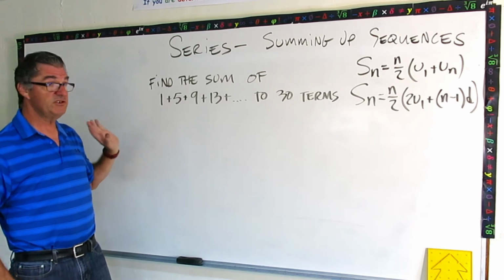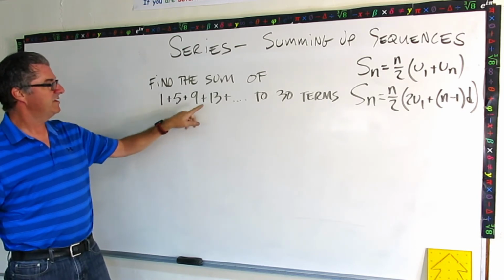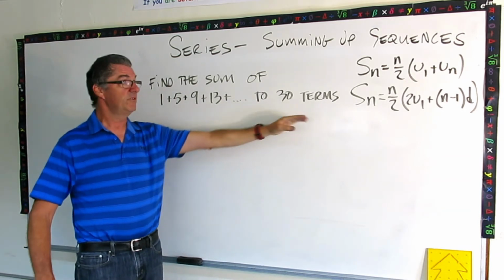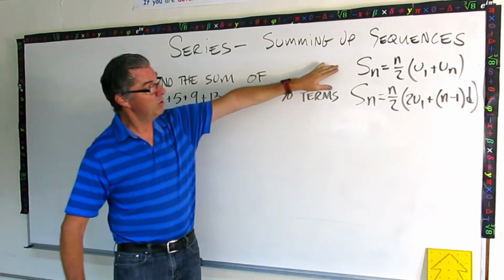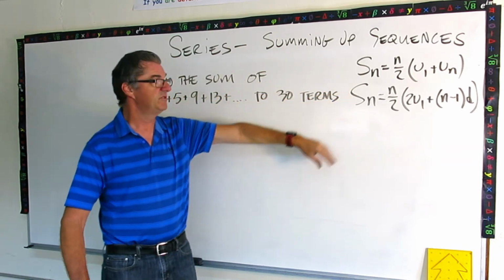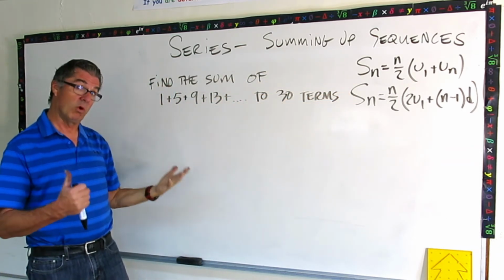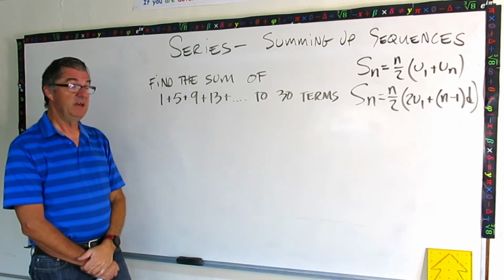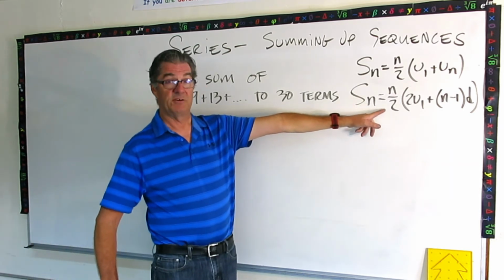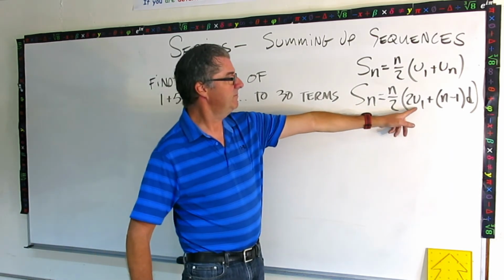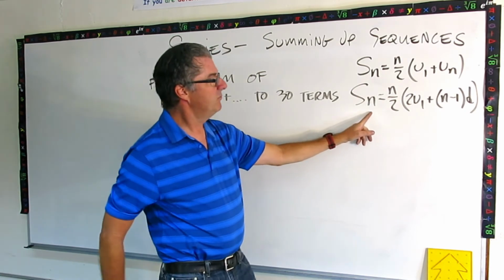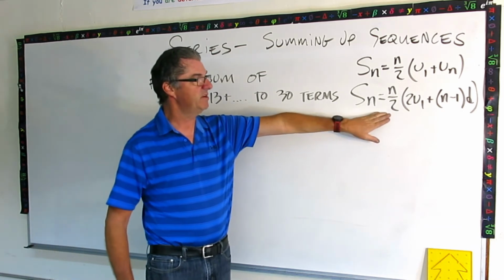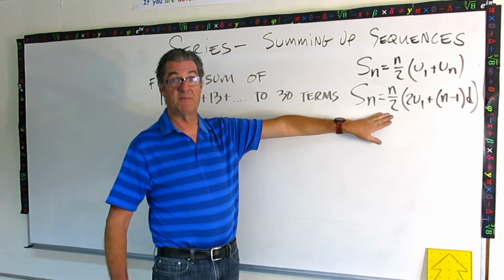So now I'm actually showing you the terms: 1, 5, 9, 13, plus dot, dot, dot, to a total of 30 terms. So now look at this problem and figure out which one of these two formulas is going to be the best one to use to analyze this. They both work, but one is not as good as the other. Okay, if you thought this formula is good, you're right, because we know our first term, we know our n is 30, and we know our common difference is 4. So that would be a direct plug-in. We could use that formula to figure out the sum of the series.